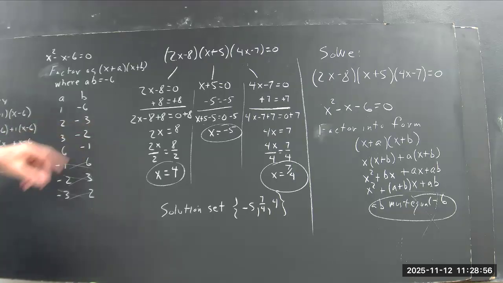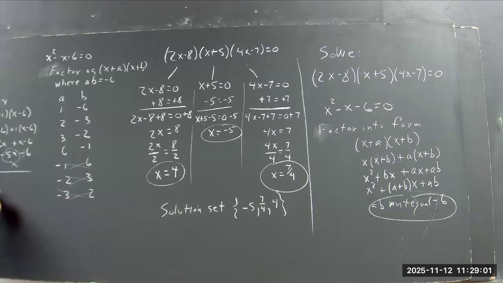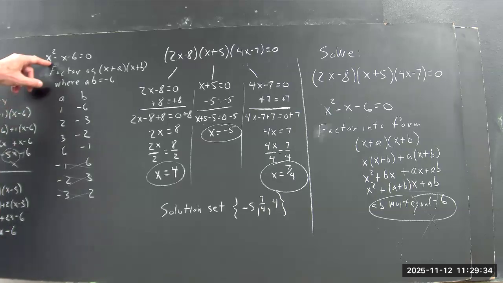Okay, well, let's try 2 and negative 3. This gives us x times the quantity x minus 3 plus 2 times the quantity x minus 3, which is then x squared minus 3x plus 2x minus 6. Minus 3x and 2x is just plain old minus x. So we have x squared minus x minus 6. Look at that, that matches.